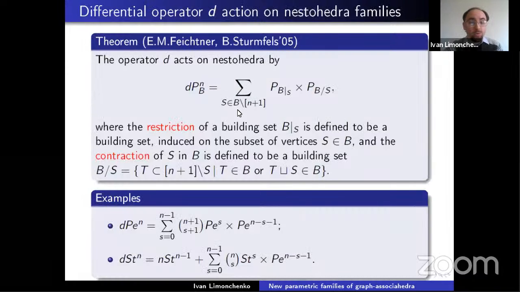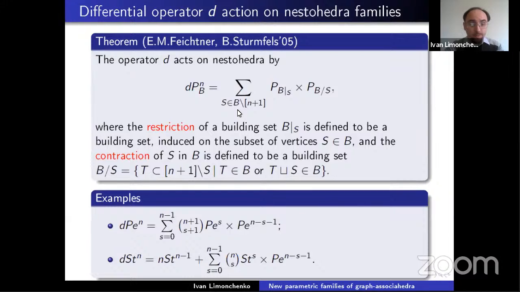Now, how does the boundary operator work on these families? Well, by Feichtner and Sturmfels' result, the boundary operator works as follows. It's a sum of the restriction polytope and the contraction polytope. Here are the definitions. They are both nestohedra of smaller dimensions. And for example, we apply this and obtain the boundary of the permutahedron. It contains only permutahedra. This means that the family of permutahedra has complexity 1.